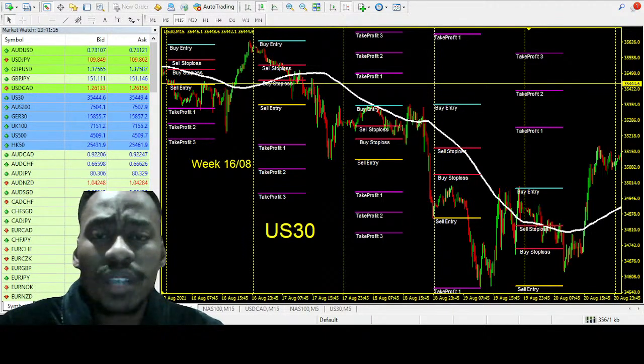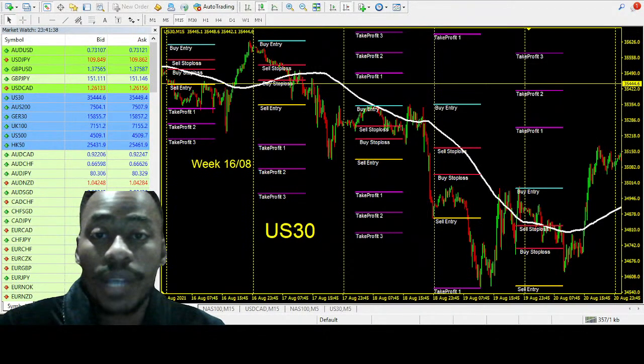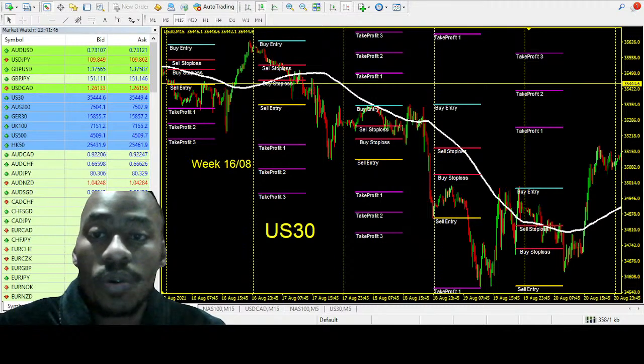Most of the time they are moving in the same direction, but you shouldn't use that as a confirming factor, you know what I mean? Sometimes you'll find that the US30 will go in one direction, and sometimes you'll find that the Nas 100 goes in the other direction. But anyways, we still use this system to find which direction the market will go.